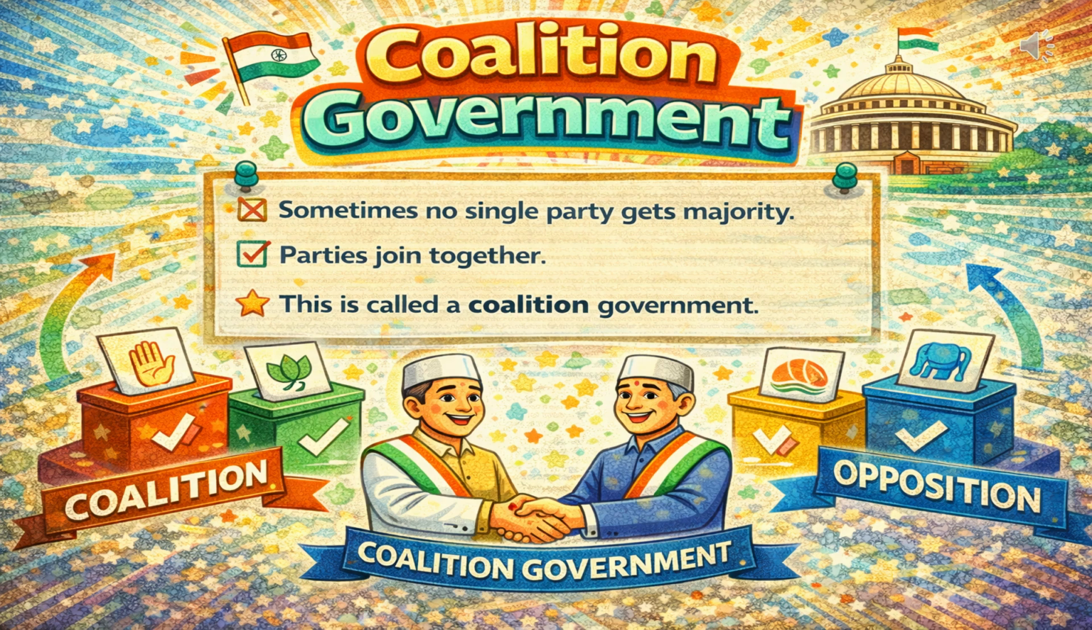But what if no single party gets a majority? In such cases, different parties join together to form the government. This is called a coalition government. It shows that cooperation is sometimes necessary in democracy.